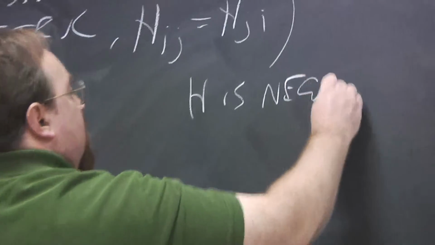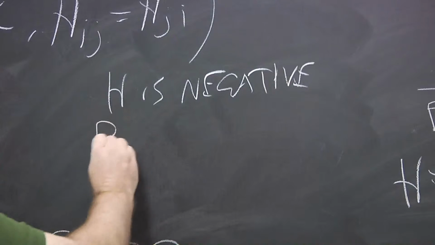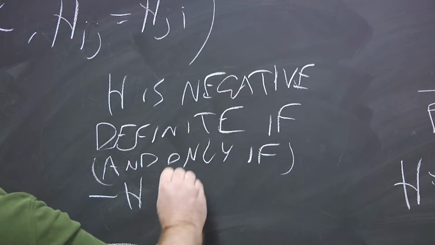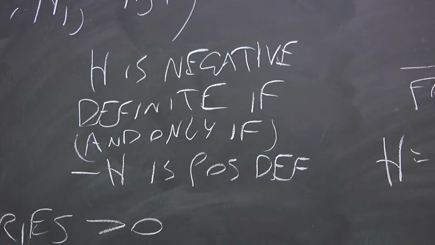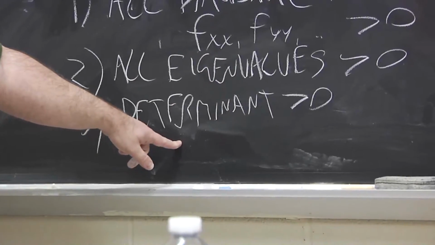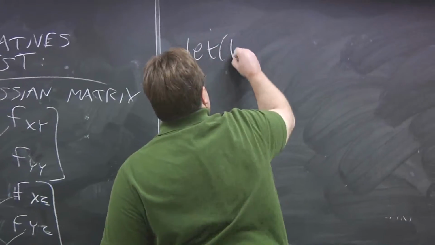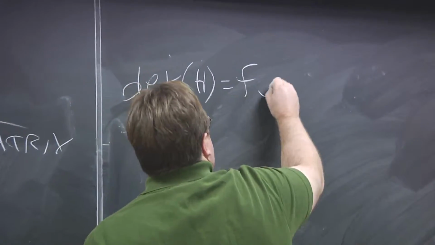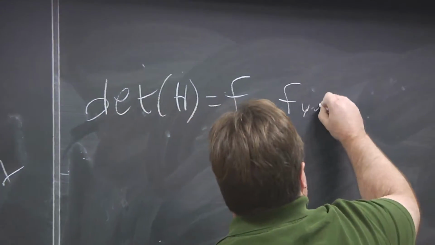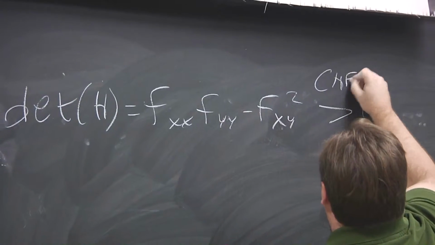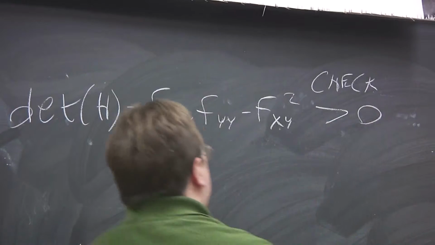H is negative definite if and only if minus H, if you negate all the entries, is positive definite. So first, we're going to use this: the fact that the determinant of a symmetric positive definite matrix is positive, because that we can compute. The determinant of H is fxx fyy minus fxy squared. So we need to check if it's positive.